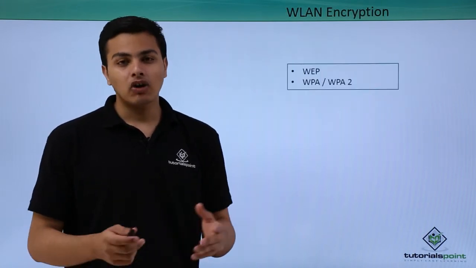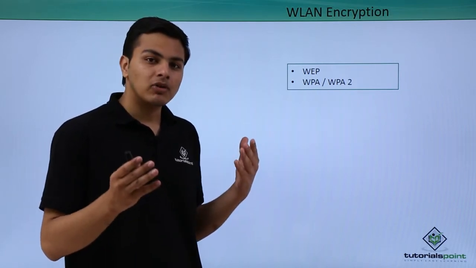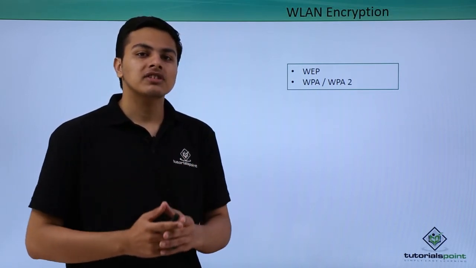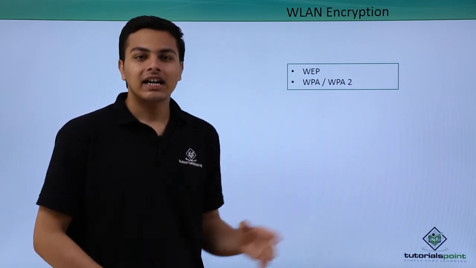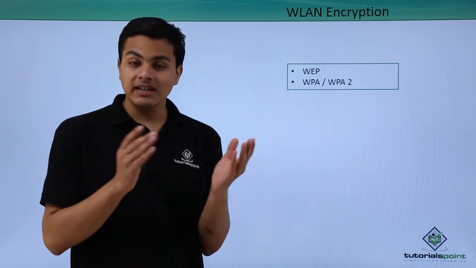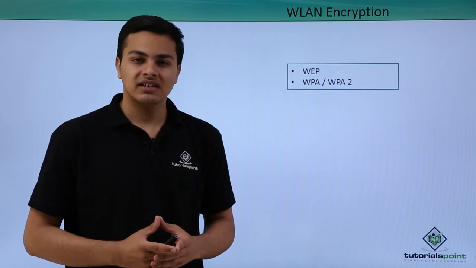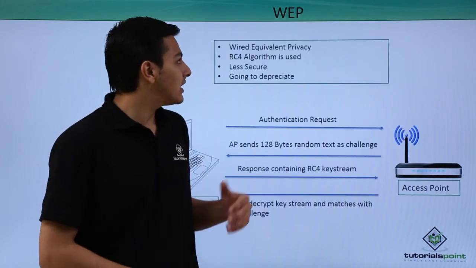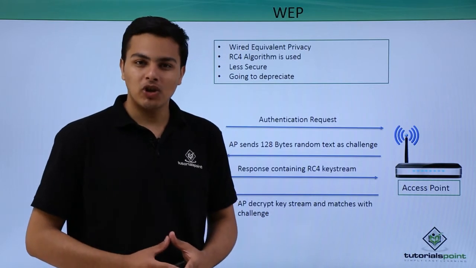If I talk about personal WLAN, you can see here that for personal WLAN authentication there are two encryptions being used. The first one is WEP and the second one is WPA and WPA2. I'm not talking about the enterprise WLAN standard, I'm just talking about WLAN encryption of a personal network. Now we'll talk about each of them in a bit more detail. First of all, we'll talk about WEP encryption.